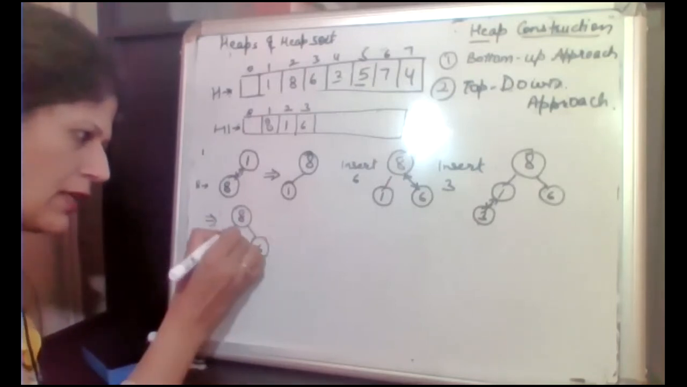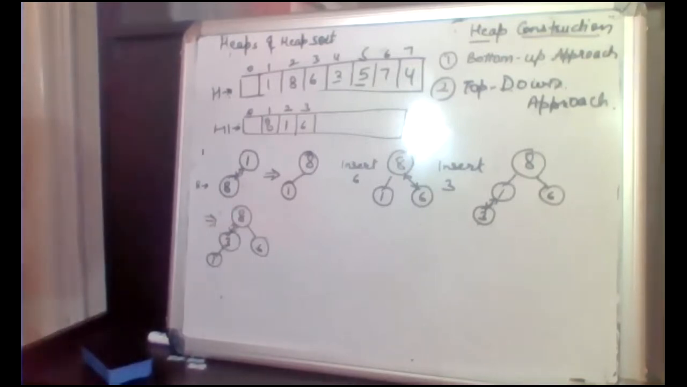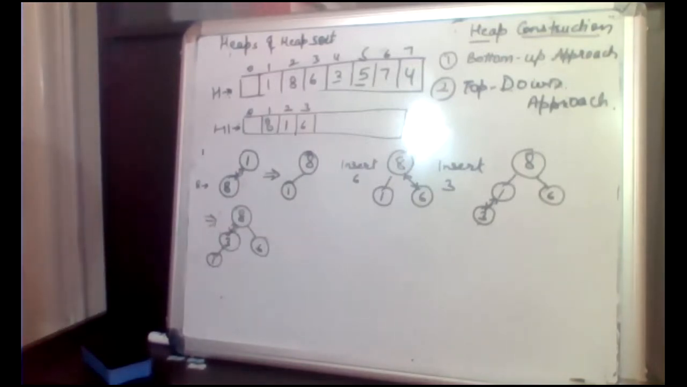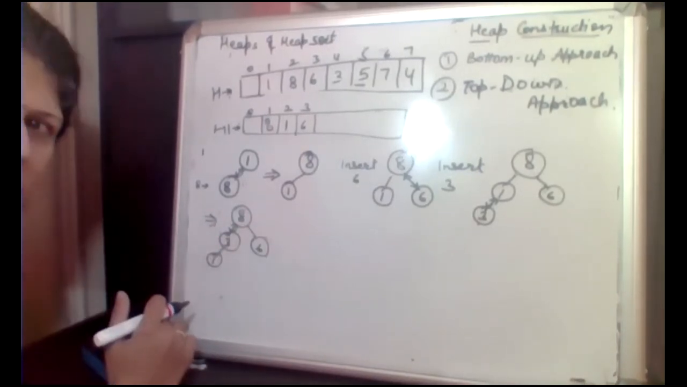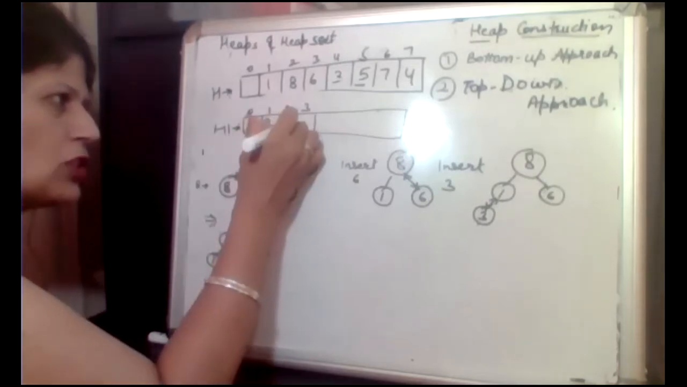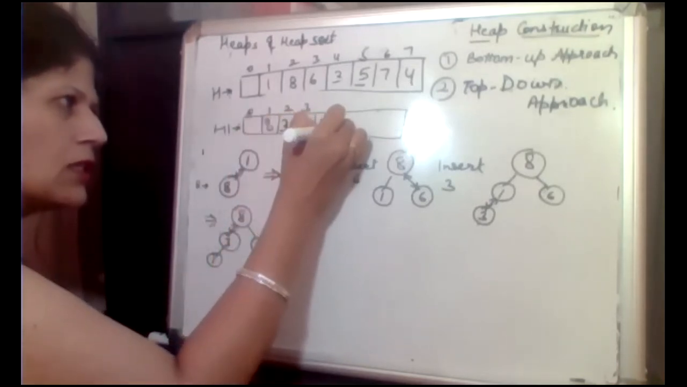At this point, it is again compared with its parent node value because it has not reached the root node. So this follows the parent dominance property, so nothing will be changed. Now this array is changed to 8, 3, 6, 1.